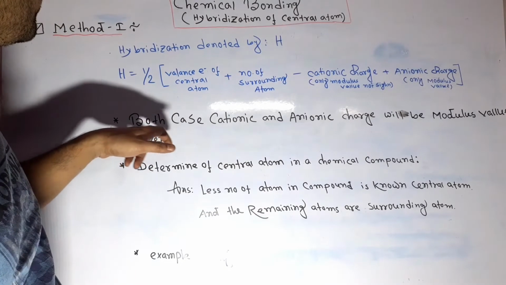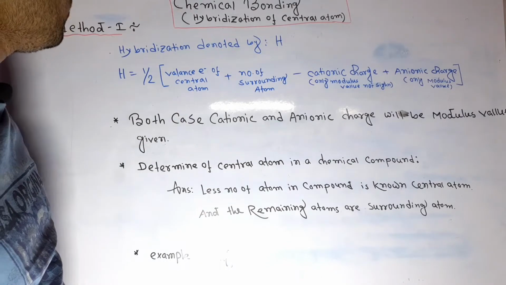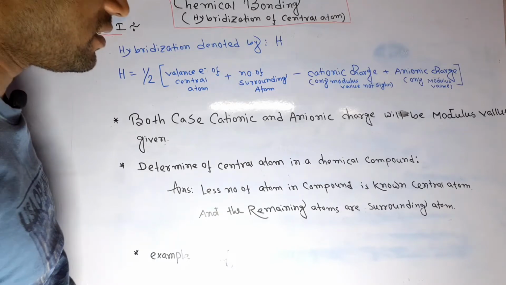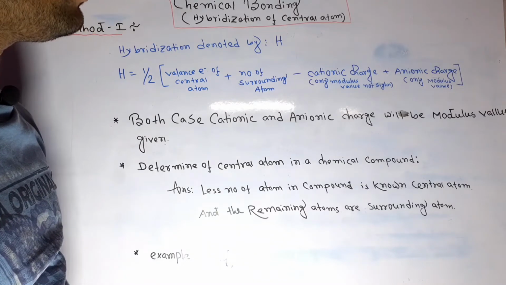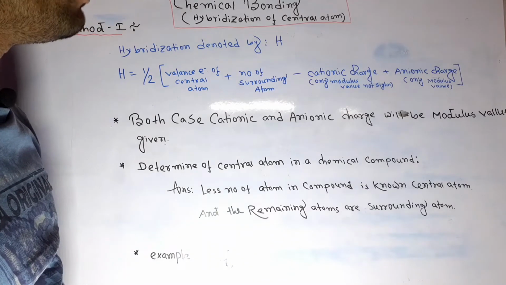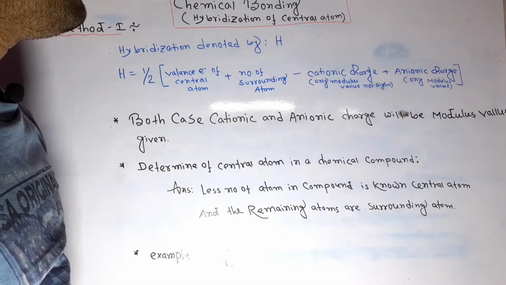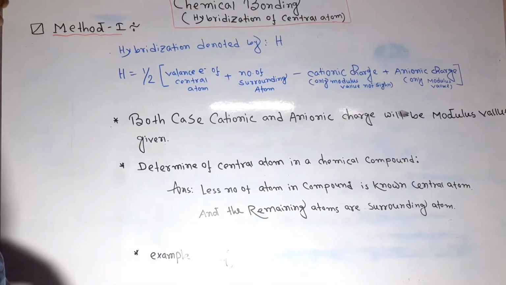What is the meaning of this line? Both cationic and anionic charge, modulus values will be given. If the anionic charge is Cl minus, then the charge of the anion is -1, but -1 is not given. Always the modulus value is given. That means for anionic as well as cationic, both cases always a positive value is given. Modulus means a positive value is given.